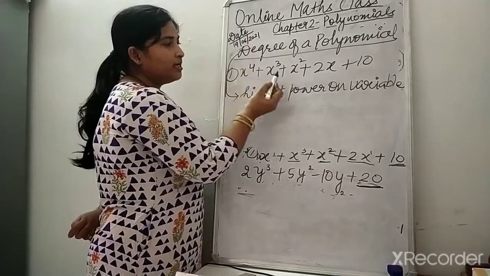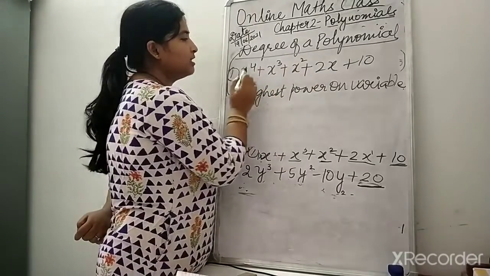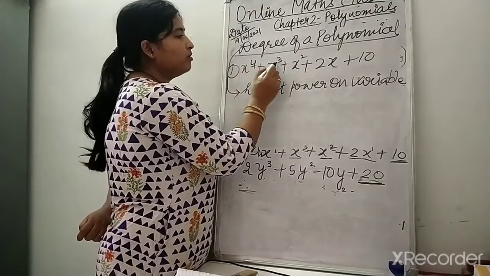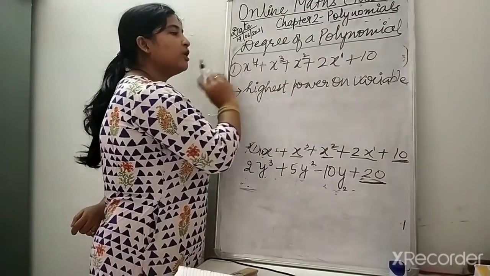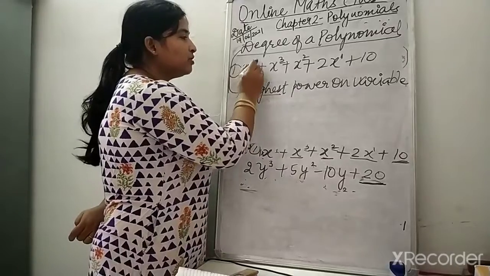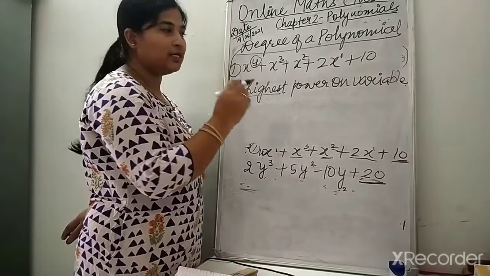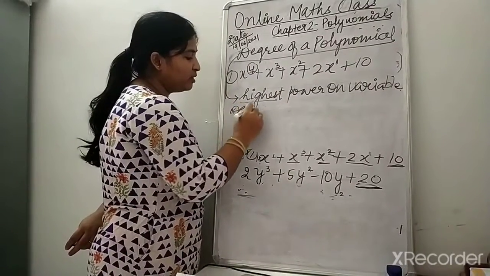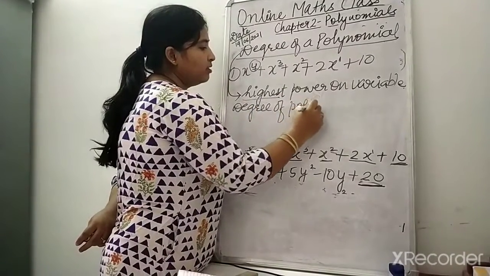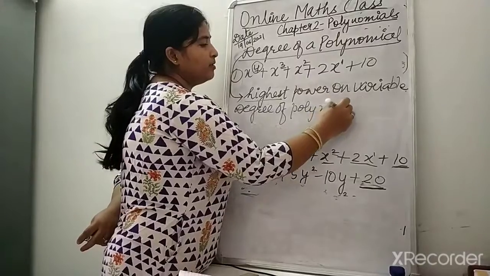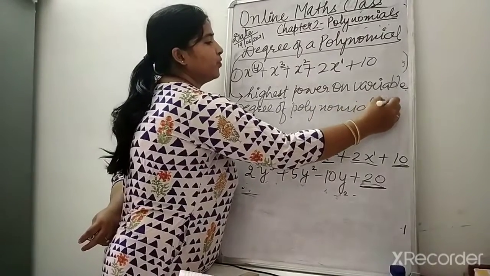Like x. You can see x has power 4, here 3, here 2 and here 1. Out of these 1, 2, 3, 4, which is the highest? The 4 is the highest. So the degree of this given polynomial will be 4.